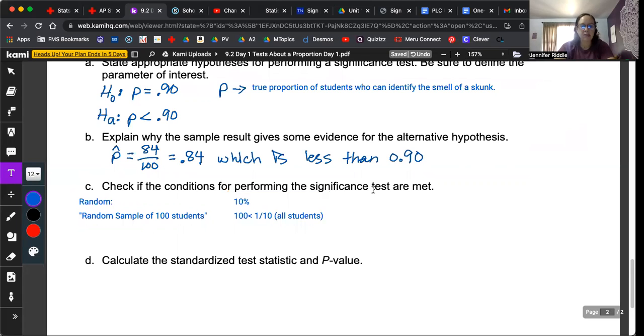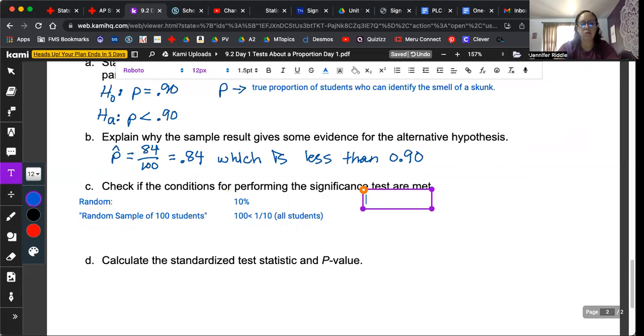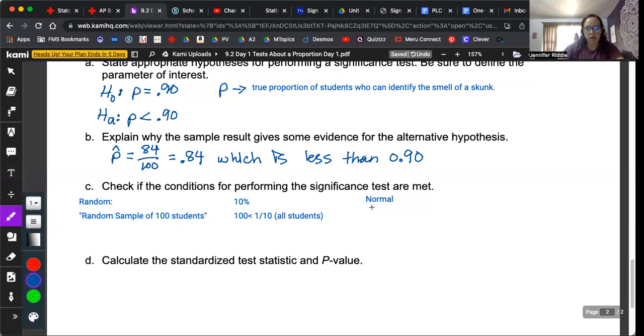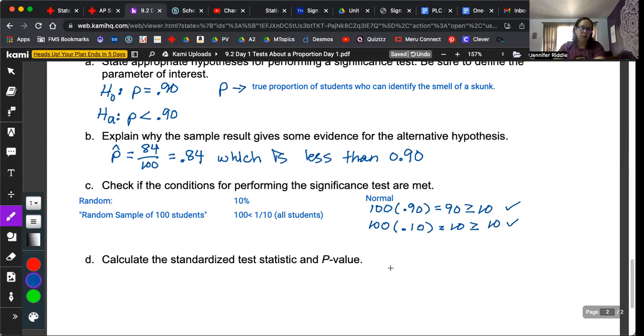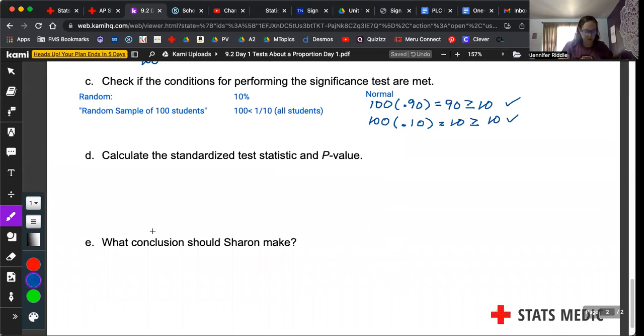And then our last condition that we have to check is our normal condition. In this case, we're going to use our large counts condition, which says our sample size 100 times our claim 0.90 equals 90, which is greater than or equal to 10. And 1 minus P, so n, 100 times 0.10 equals 10, which is greater than or equal to 10. So we have met the large counts condition. We can use an approximately normal curve, which is good because in part D, we need to calculate the standardized test statistic.